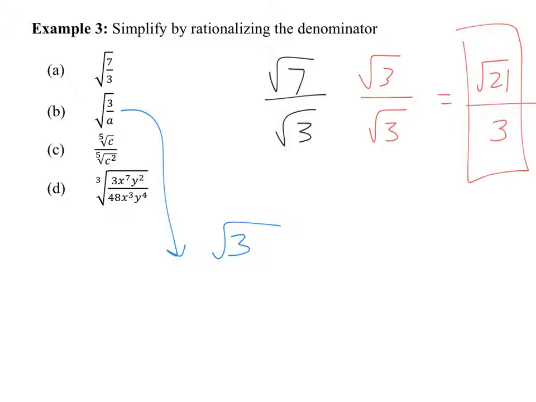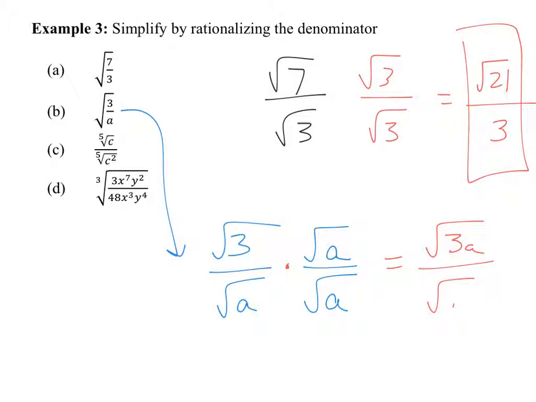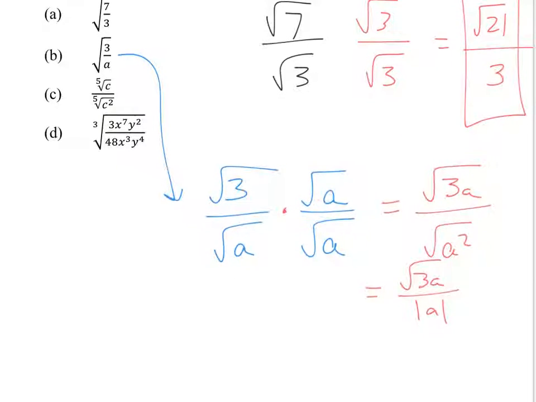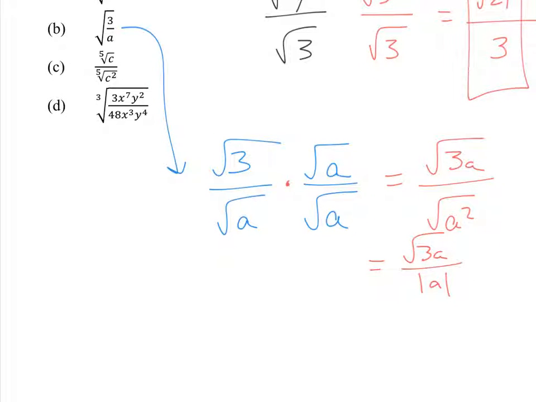How about part B? This is really root 3 over root A. What should I multiply by to get rid of that root A in the bottom? I don't want a root there. Multiply by root A over? Over root A. Yeah, multiply by root A over root A. Which makes the numerator root 3A, the denominator root A squared, which tells me it's just going to be root 3A over the absolute value of A.